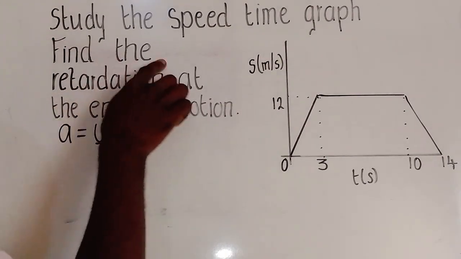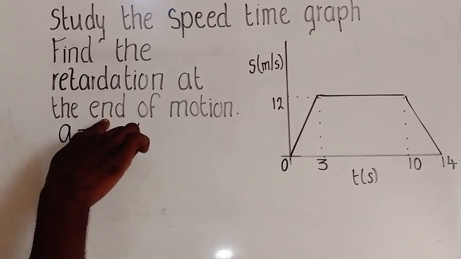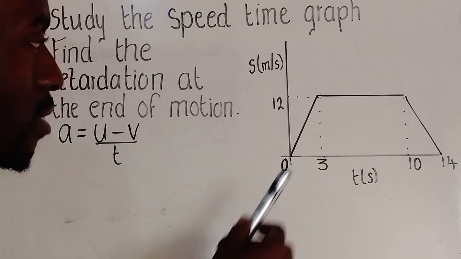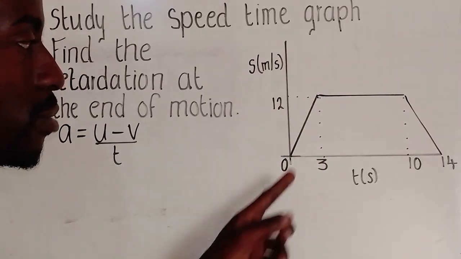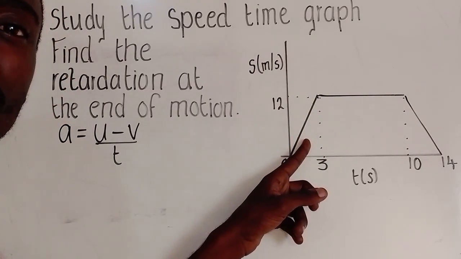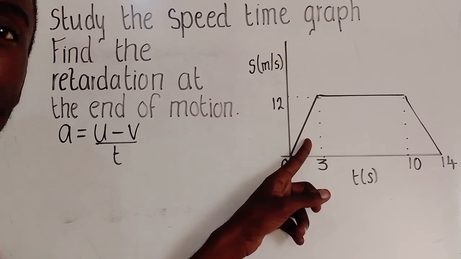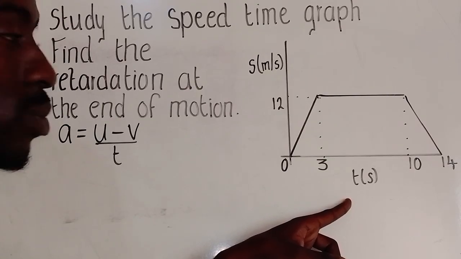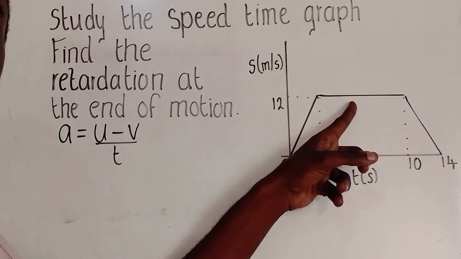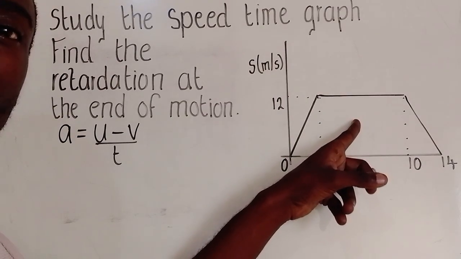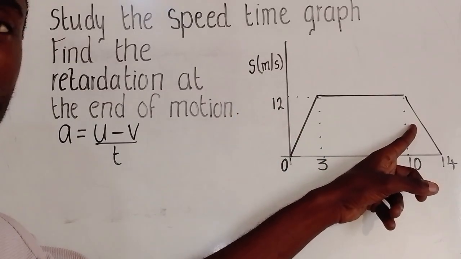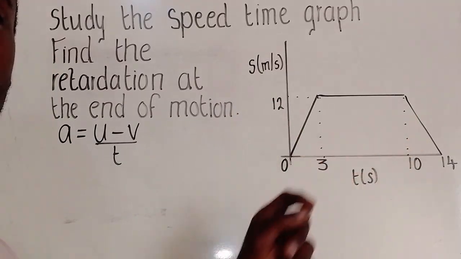Now, they're saying find the retardation at the end of motion. Motion simply means change of position with time, okay? You must understand something here. This line you see represents uniform acceleration, meaning the rate at which speed and time were moving was at a constant value. Constant here simply means that only time was changing, but speed was not changing. This one simply means that there was a slow in the movement.